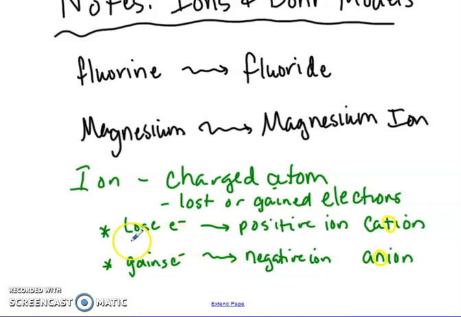Now these also have special names. For the positive ion, we just use the name and then we put ion on it. So name plus ion. Like magnesium ion, calcium ion. If it is a negative ion, an anion, then it has a total change on the suffix of it. So that's why fluorine became fluoride. That's why we've got chloride.